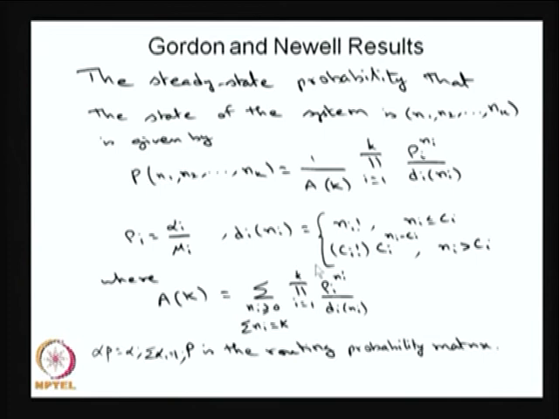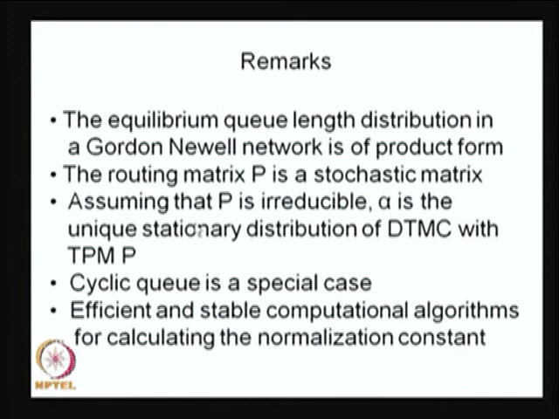The rho_i's are alpha_i divided by mu_i, and alpha you can calculate by solving this equation, where P is the routing probability matrix. You solve alpha P equal to alpha, and the summation of alpha_i equal to 1. Using that you will get alpha, and substituting alpha here, you will get rho_i. Then you substitute d_i based on whether the number of servers in each node is 1 or more than 1. Once you know d_i(n_i), substitute here, and this product form solution will give the joint distribution of the system size in steady state. This result is given by Jackson and Gordon-Newell for the closed queuing network. As a remark, this equilibrium solution is also product form, and the routing probability matrix is a stochastic matrix.